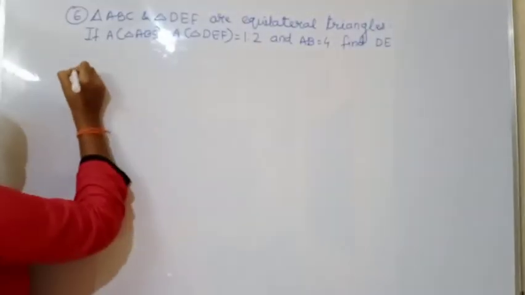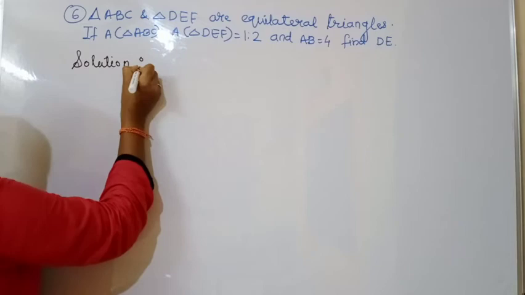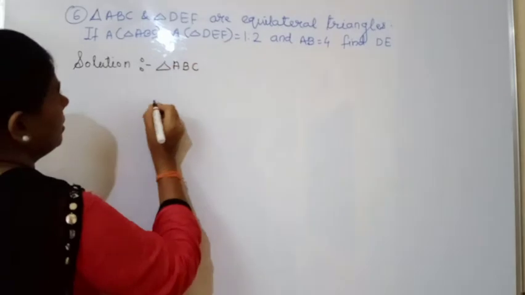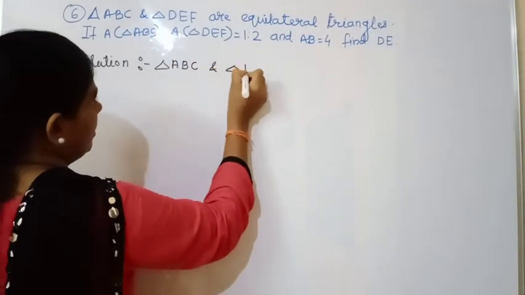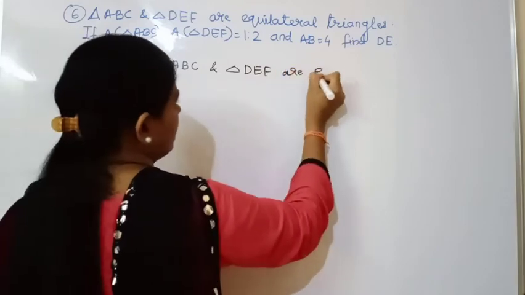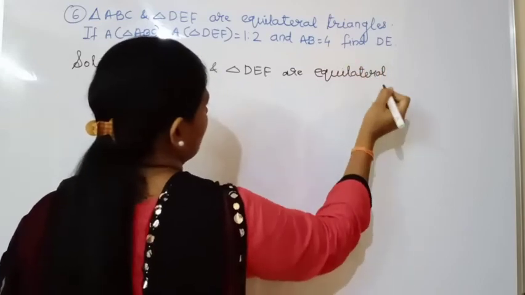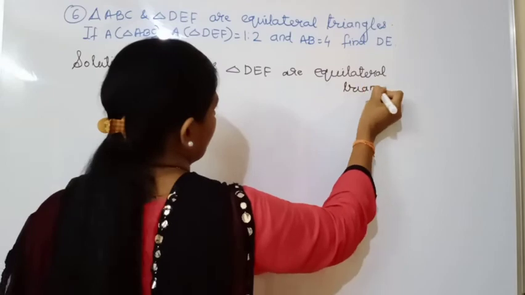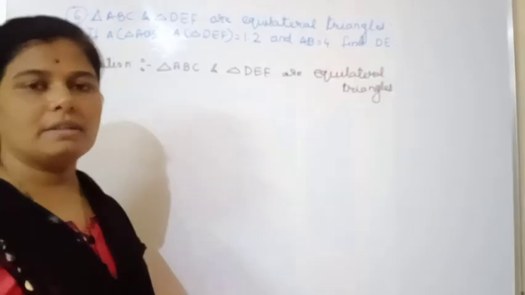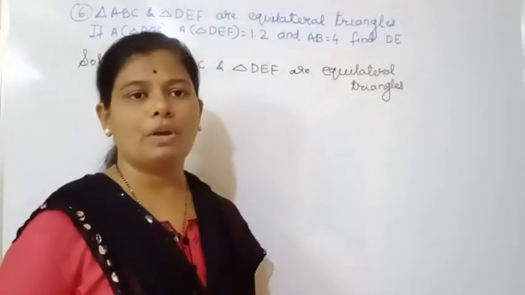Okay, solution. First of all, what is given in the question? That is triangle ABC and triangle DEF are equilateral triangles. Now as all of you know, equilateral triangles means what? All the sides are equal and all the angles are also of equal measurement.